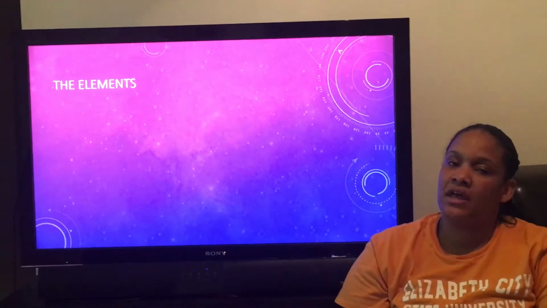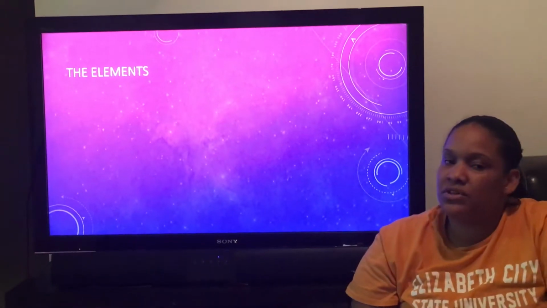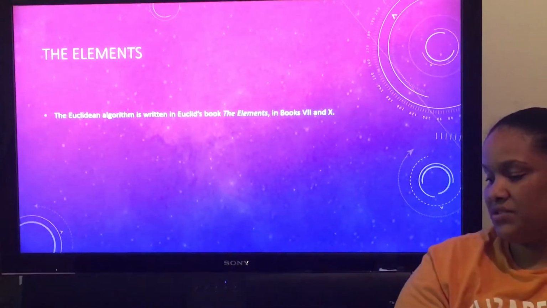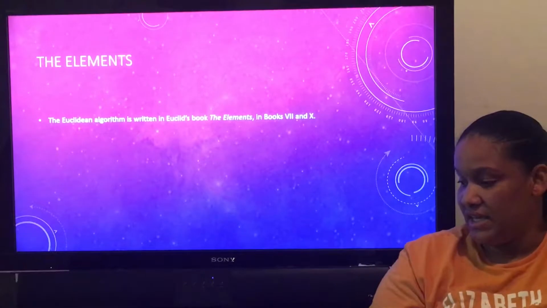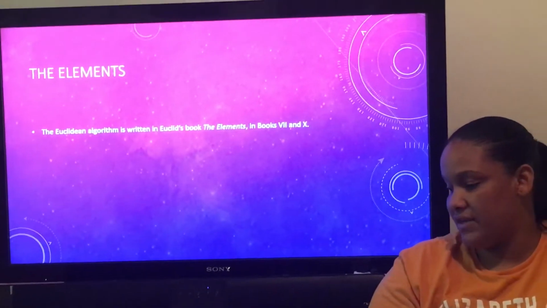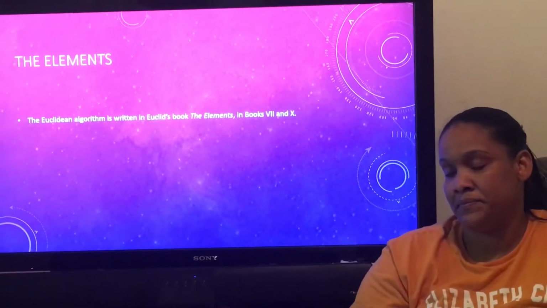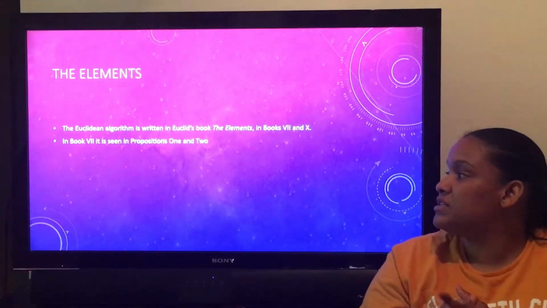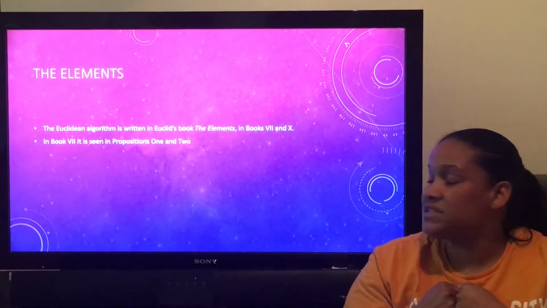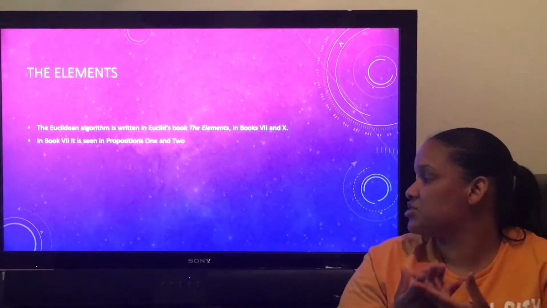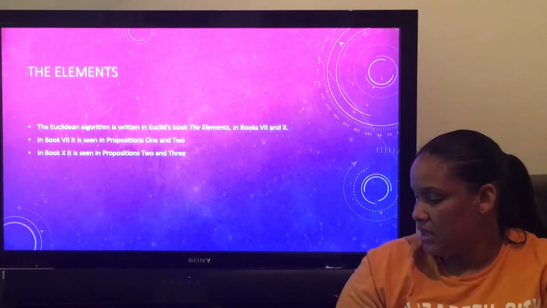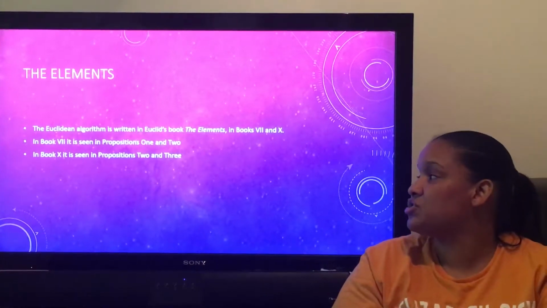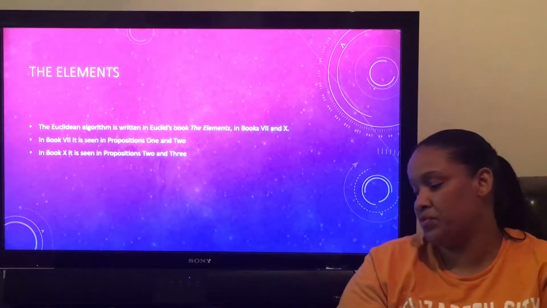So we're going to talk about the Elements. The Elements is a book that was written by Euclid. The Euclidean algorithm is written in Euclid's book, The Elements, and is in book 7 and in book 10. In book 7, it is seen in proposition 1 and proposition 2. In book 10, it is seen in proposition 2 and proposition 3.